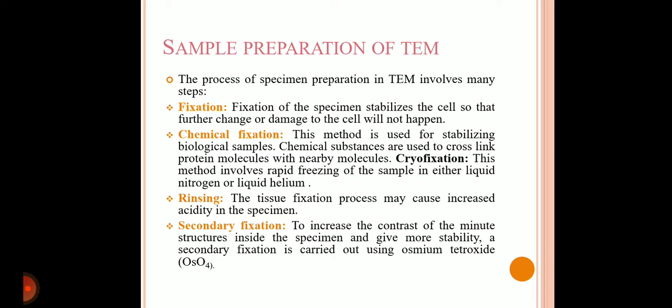Next is secondary fixation. To increase contrast of the minute structures inside the specimen and give more stability, a secondary fixation is carried out using osmium tetroxide without inducing any change in the structure. OsO4 transforms the protein into gels and increases the contrast between nearby cytoplasm by binding regions of phospholipid heads.